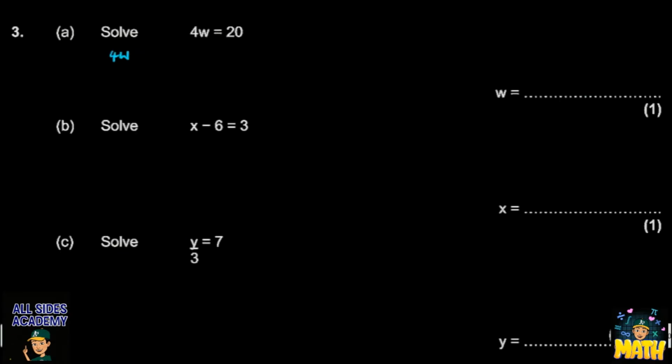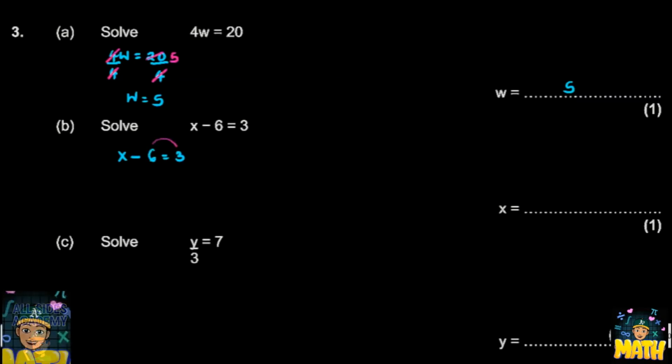Solve 4w equals 20. So 4 has been multiplied. I do the inverse, which is dividing. The 4s cancel out, and when I divide 20 by 4, I get 5. So my value for w is 5. x minus 6 equals 3. So here I take the 6 to the other side, and it becomes positive. So x equals 3 plus 6. x equals 9. So my value for x is 9.